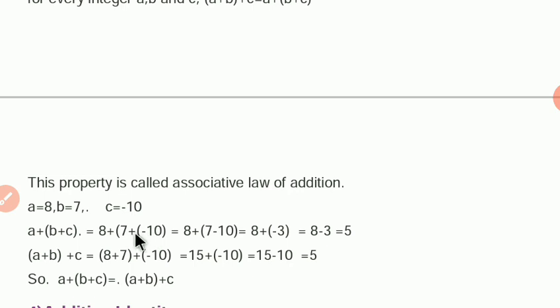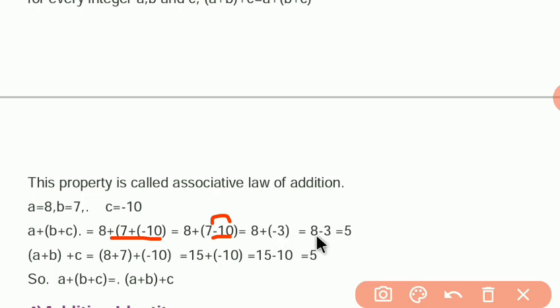So what is the meaning of this bracket? The meaning of this bracket is that first we have to solve the numbers written in bracket, 7 plus minus 10. So 8 we have to write as it is, plus 7 plus into minus, minus 10, equal to 8 plus 7 minus 10. But 7 is given in plus and 10 is given in minus. So plus minus minus. It means we have to subtract 7 from 10. So 10 minus 7, 3. And the sign will be minus because 10 is a bigger number than 7 and its sign is minus. So the answer will be minus 3.